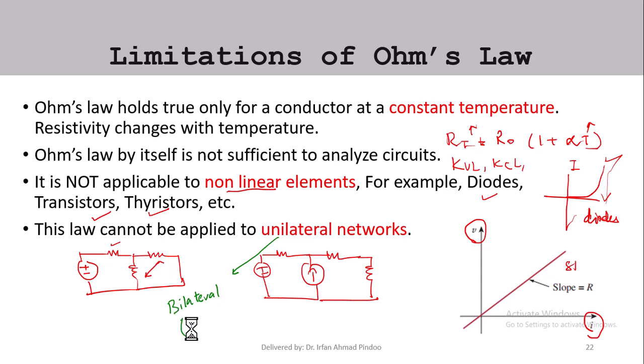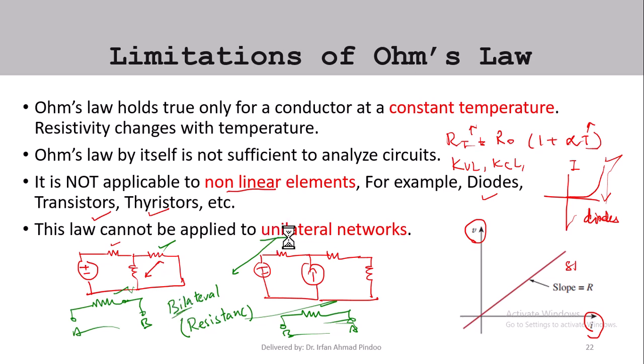Example of a bilateral network is a resistor. Suppose we have a resistor; we are not concerned about how we use it in the circuit. Suppose terminal A is here and B is here, and we connect it, or somebody connects it in the reverse way, B here and A here. In both ways this resistor is going to conduct. It's bilateral, that's why it is called bi.